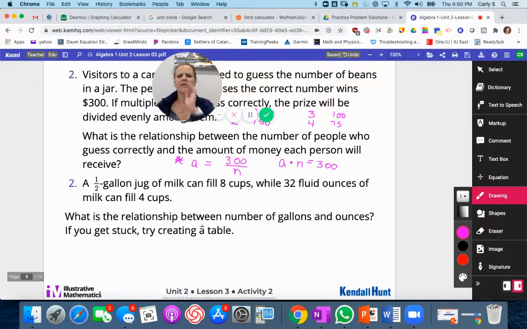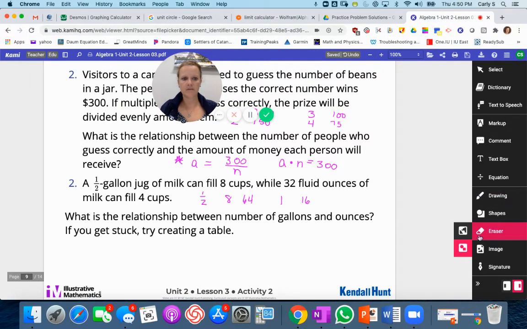A 1/2 gallon jug of milk fills 8 cups, while 32 fluid ounces of milk fills 4 cups. So what do we have here? Relationship. 1/2 gallon fills 8 cups, and then I have a 1 gallon fills 16 cups. So this would be 64 ounces. Let's draw this a little bit better. Let me erase that.